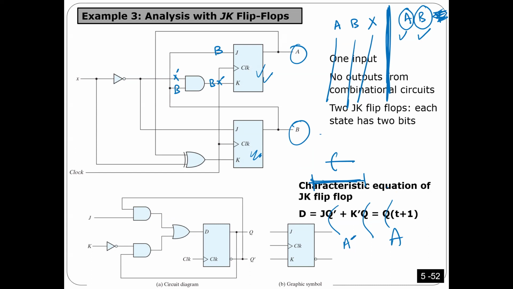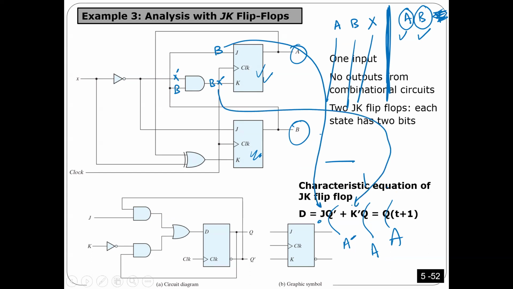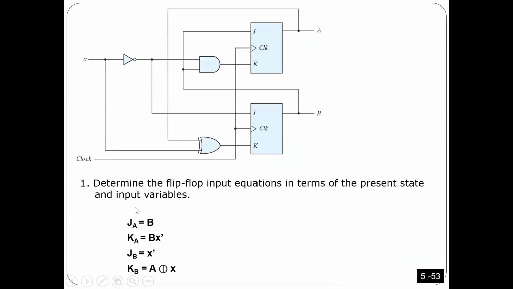Anyway, here you also see I already calculated J, which is equal to B, so I will put it here. Also, I already calculated K, so I will put it here, K prime. That's what I did.